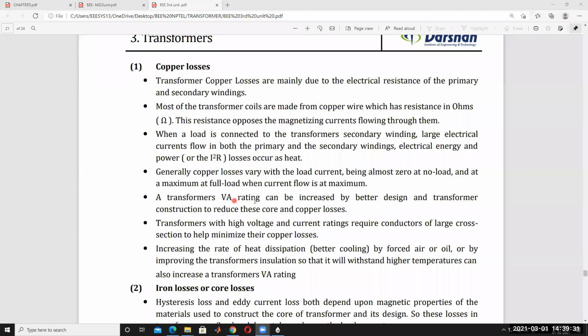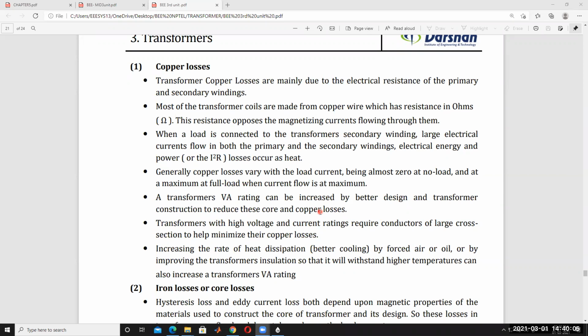A transformer's volt ampere rating can be increased by better design and construction to reduce the core and copper losses. This volt ampere rating, called the rating of the transformer, is measured in terms of VA, volt ampere. If it is kilo VA, it is KVA; if it is MVA, it is megavolt amperes. For example, for operating voltage in the range of megavolts, the transformer rating may be in MVA.